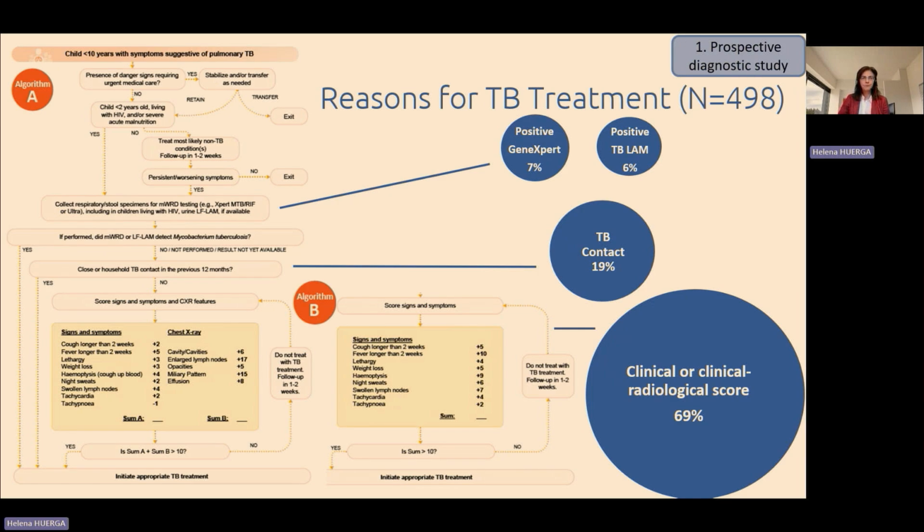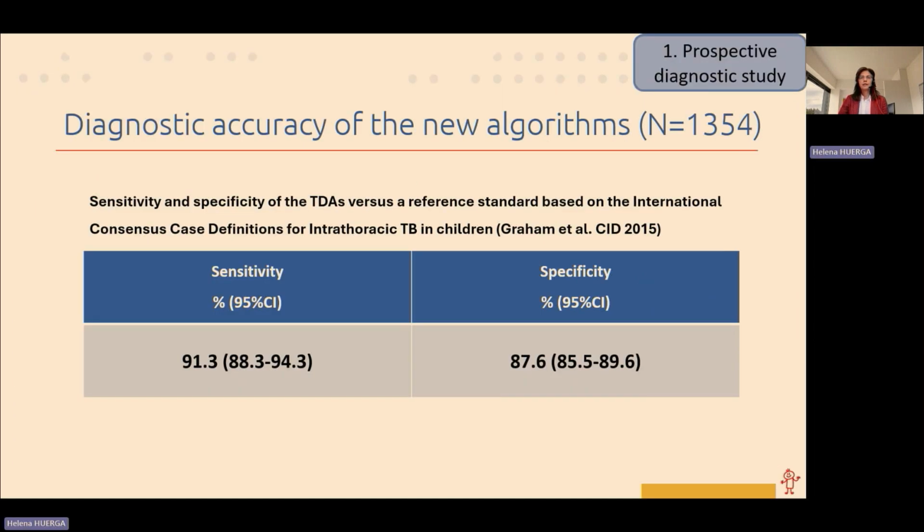We also looked at the diagnostic accuracy of the new algorithms, and these are interim results on part of the population, 1,354 children. We assessed the sensitivity and specificity of the new algorithms versus a reference standard based on the international consensus case definitions for intrathoracic TB in children, and we found that the sensitivity was 91% and the specificity 87%.